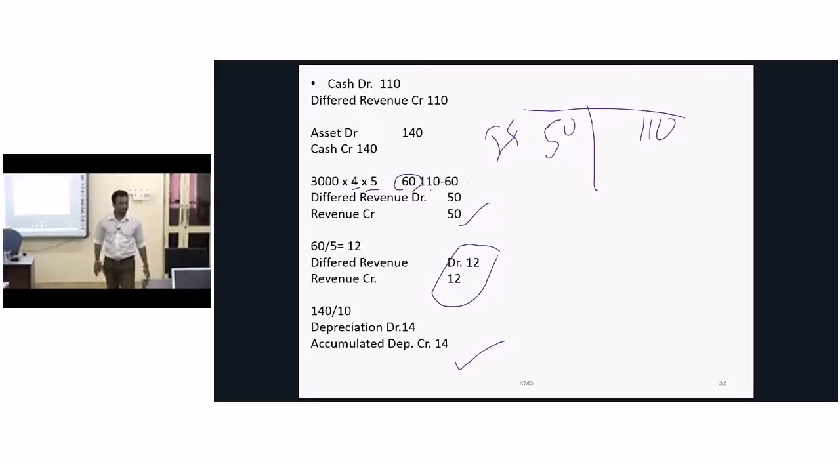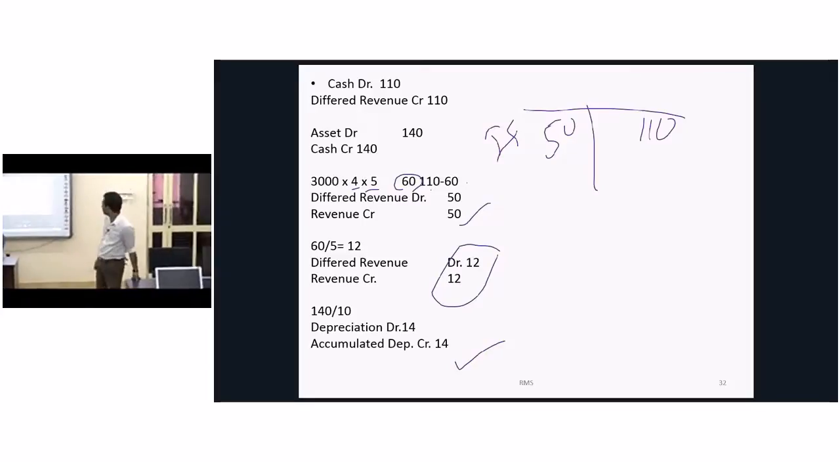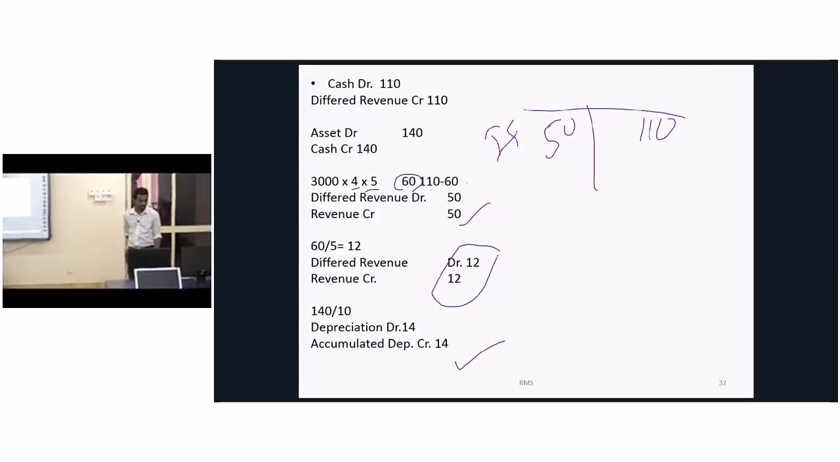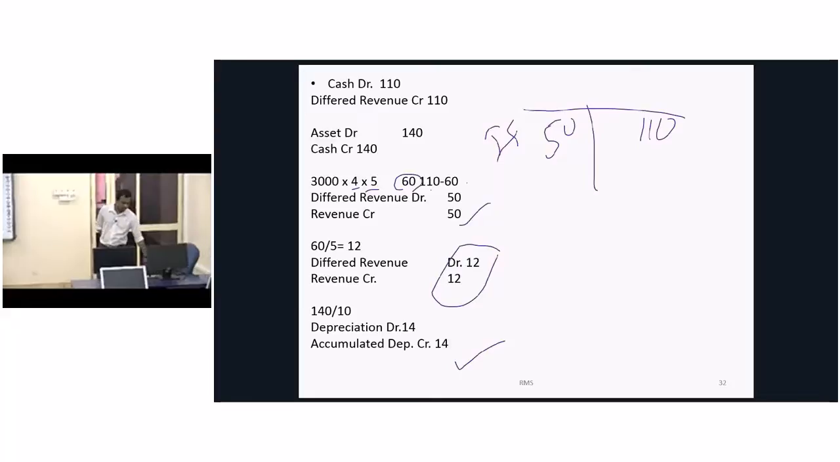That's all about what? IFRIC number 18, transfer of asset from customers. Understand? Very simple. Even if it seems too technical, I don't think it is that much. Hope you can understand this very well.